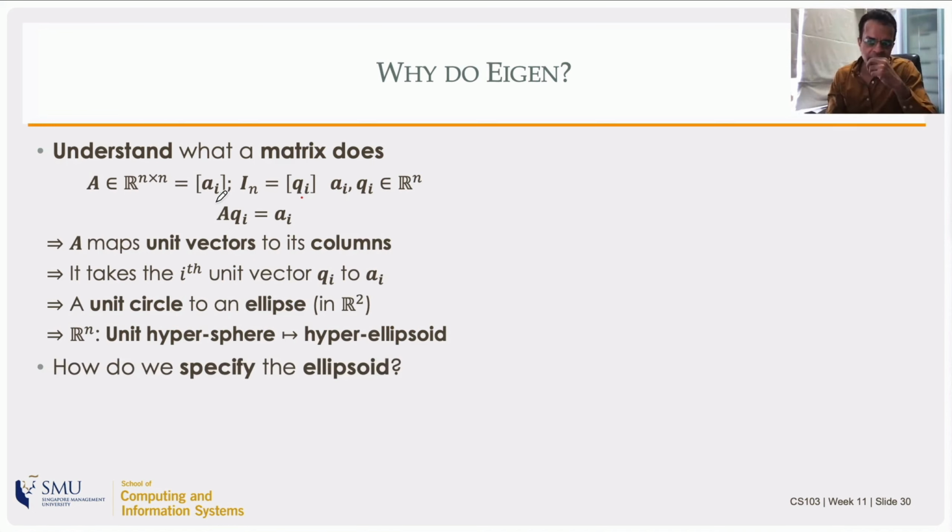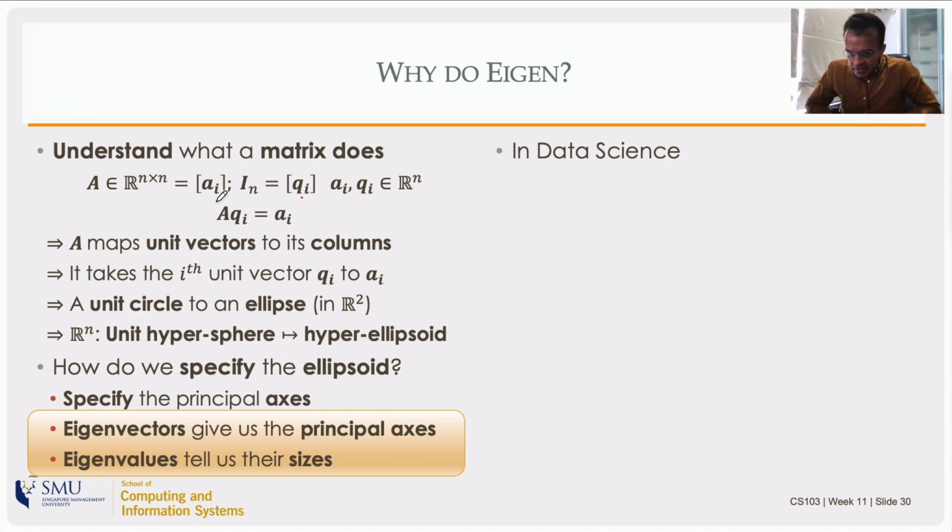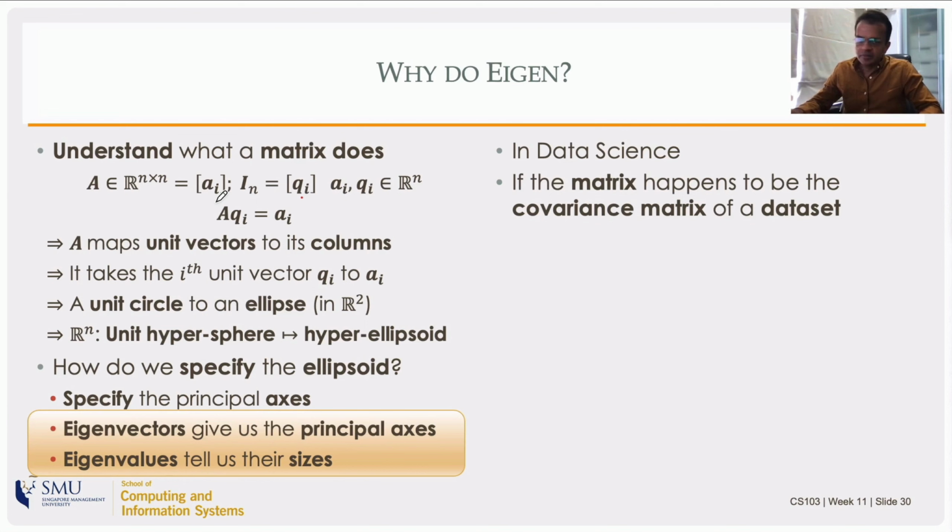Now, we need to know what the ellipsoid is in terms of its orientation, which would be the eigenvectors, and we need to know the size of the ellipsoid. Those would be the eigenvalues. So eigenvectors will give us the principal axes. Even at this point, you can ask the question, why do we want to know the principal axes and the size of the ellipsoid, etc.? So let me give you a concrete example here. In data science, if you have a data set, which is a matrix, let's take the concrete example of height, weight, and length of hair.